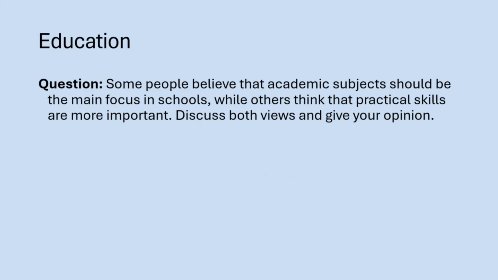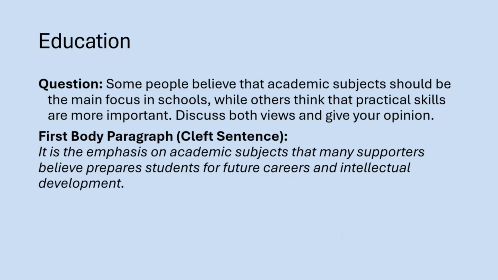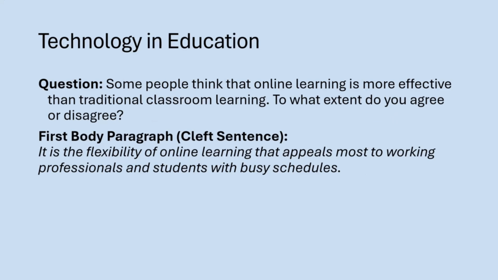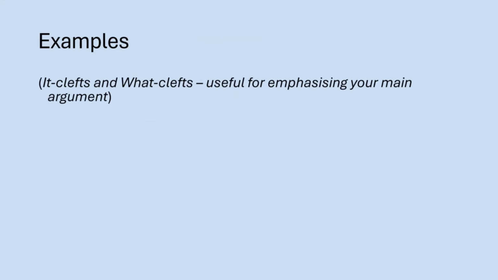Here's an education example. I will not read the question. Here's the first body paragraph. It is the emphasis on academic subjects that many supporters believe prepares students for future careers and intellectual development. Health: It is the government's ability to influence public policy that makes its role in promoting health so essential. Technology and education: It is the flexibility of online learning that appeals most to working professionals and students with busy schedules. So we've got it cleft sentences, what cleft sentences.